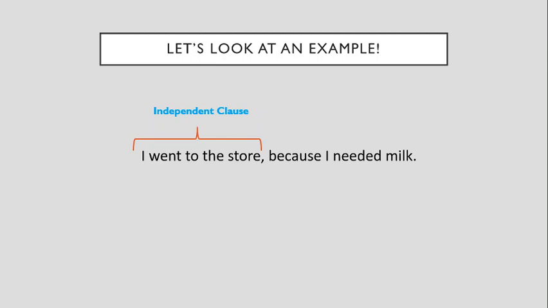The second part of the sentence is because I needed milk. If someone came up to you and said simply, because I needed milk, your response might be something along the lines of, wait, what? So you wouldn't know what is going on. You would be confused. Something is left out. That sentence cannot stand on its own. For those reasons, this is a dependent clause.